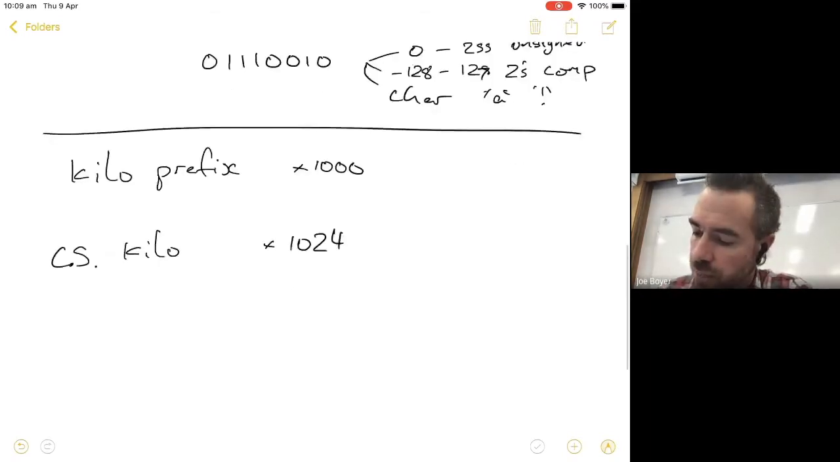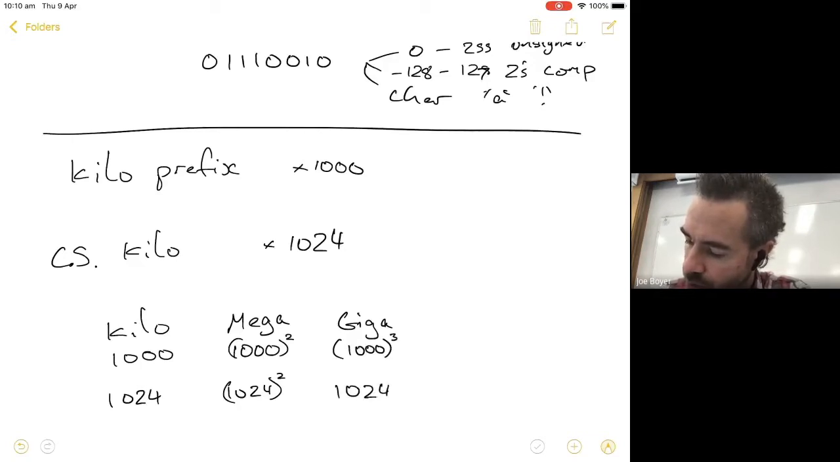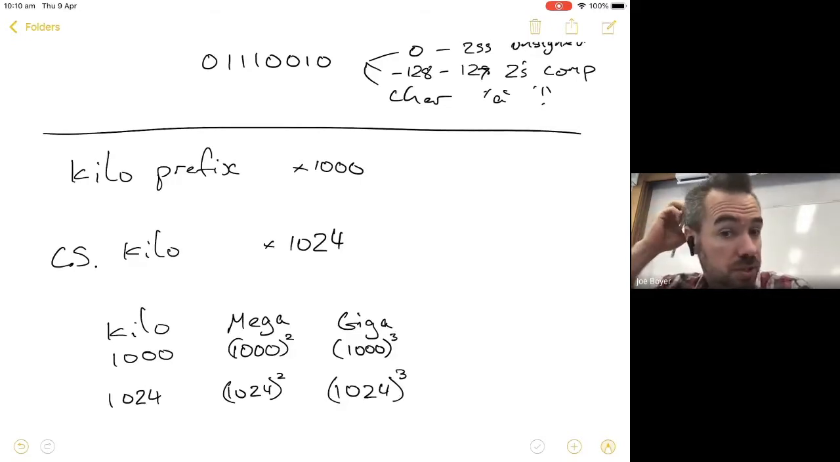Excellent. So in computer science, they decided that kilo was going to stand for 1,024. Essentially, we've got kilo, which means times 1,000, and in computer science it became 1,024. And we've also got mega, which was times 1,000 squared, and in computer science it was 1,024 squared. So essentially we were bastardizing the scientific definitions of these prefixes. And so giga is 1,000 to the power of 3, but in computer science it was 1,024 to the power of 3. And that's how it was in computer science for 20 or 30 years.